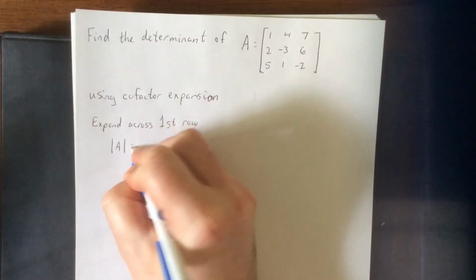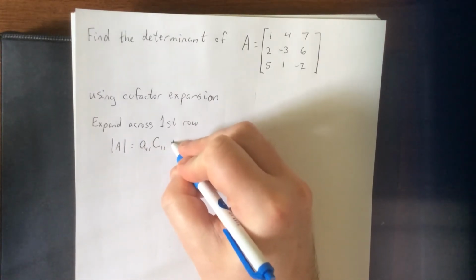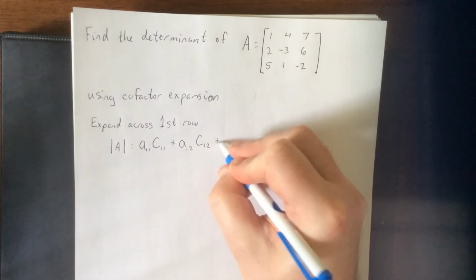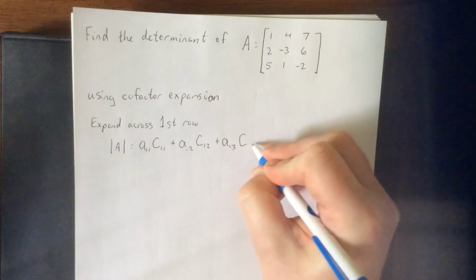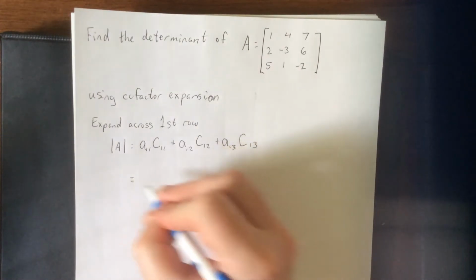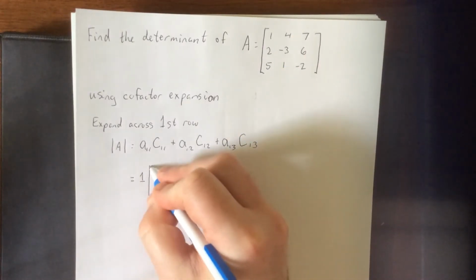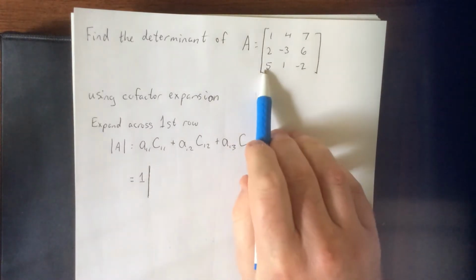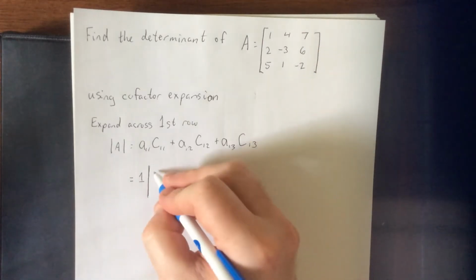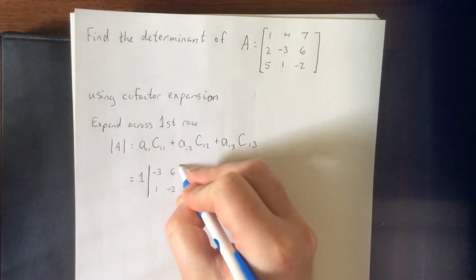So the determinant of A is going to be equal to the 1, 1 entry multiplied by the 1, 1 cofactor, plus the 1, 2 entry times the 1, 2 cofactor, plus the 1, 3 entry times the 1, 3 cofactor. For the 1, 1 entry, that's going to be 1, and the 1, 1 cofactor would be the same as the 1, 1 minor. So we eliminate the first column and the first row and just worry about this little guy right here. So that'll be negative 3, 6, and 1, and negative 2.